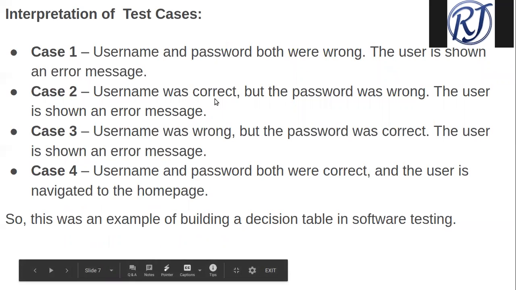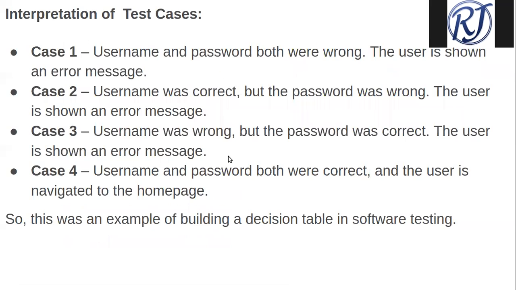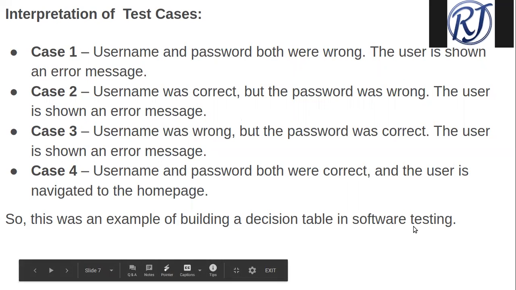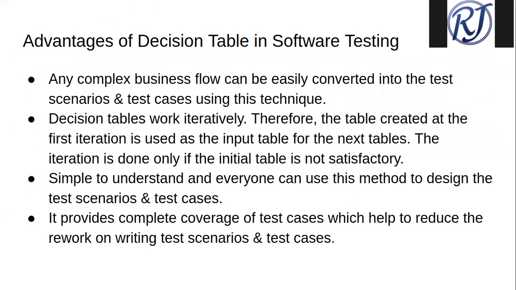Now, how to interpret these cases? As per the four rules, we have four test cases. Test case 1: user and password both are wrong and the user is shown an error message. Second, the user is correct but the password is wrong, then also it should display an error message. Similarly for case 3, and in case 4 both are correct and the user is navigated to the home page. So this was an example of building a decision table in software testing. As you can see, we are able to write our test cases easily with the help of a decision table. Next, these are the advantages.